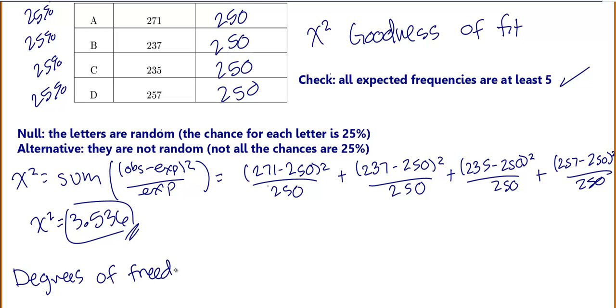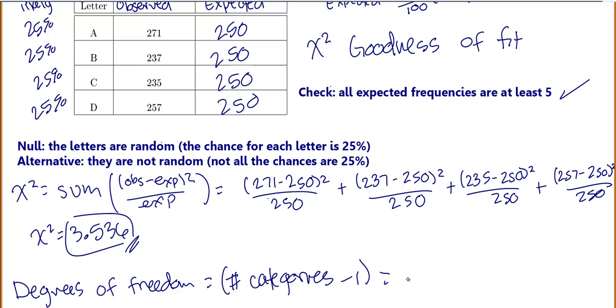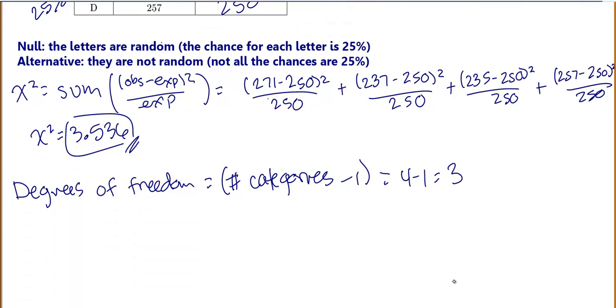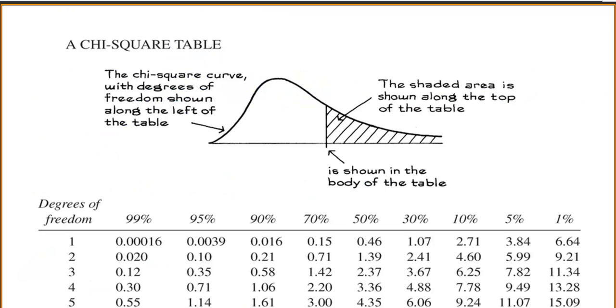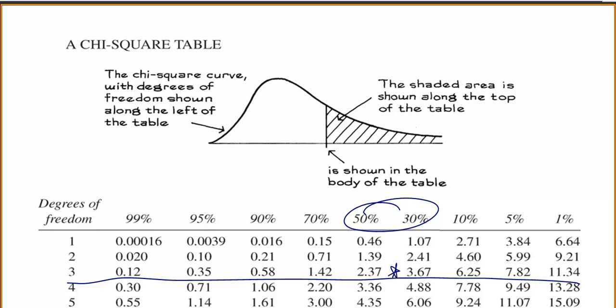Now let's find our degrees of freedom, which in this case is just your number of categories minus 1. We have 1, 2, 3, 4 categories, so 3 degrees of freedom. Here is my chi-squared equals 3.536. We want the area to the right with 3 degrees of freedom. We're looking for the number 3.536. That'd be in between these two values, so my p-value is between 30 and 50%.